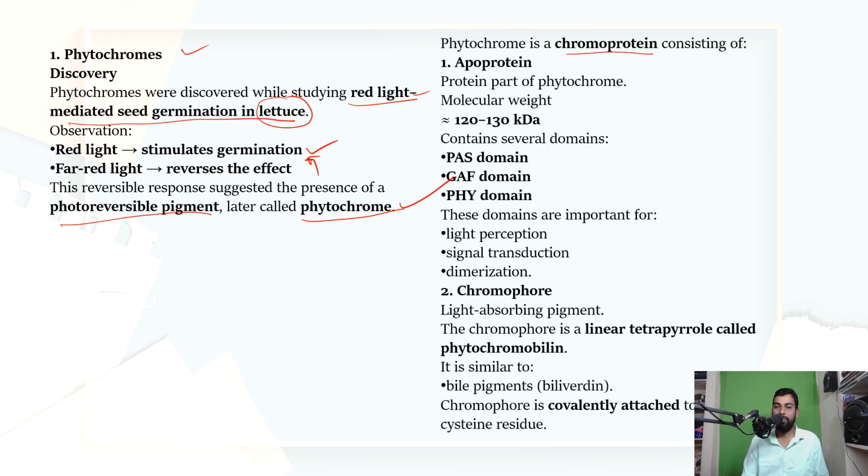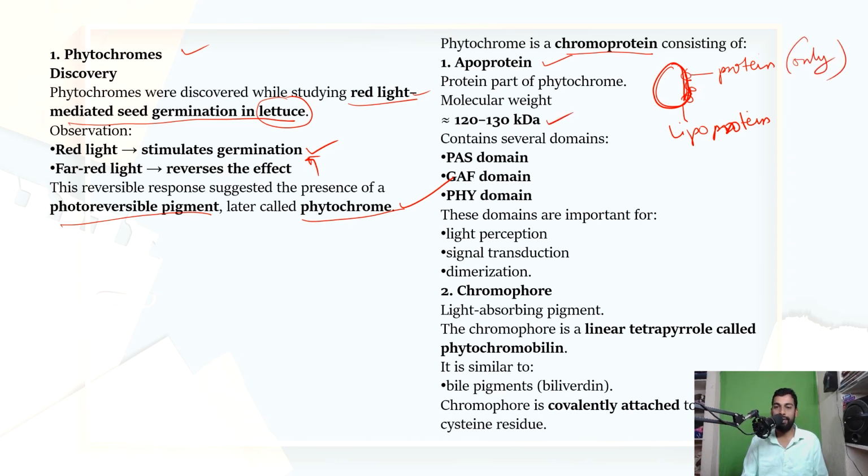Phytochrome is a chromoprotein. Chromo means color. It is a chromoprotein consisting of apoprotein. Apoprotein, we have studied in degree PG. If it is a lipoprotein, that means lipid is present and protein is also present. The protein part we call apoprotein, so it does not have lipids. So it consists of apoprotein, the protein part of phytochrome.